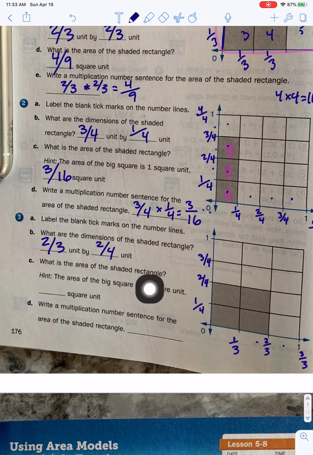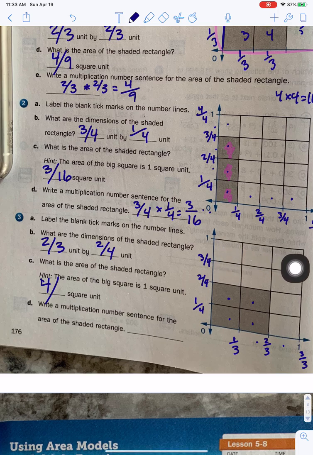What is the area of the shaded rectangle? Hint, the area of the big square is 1. So we're going to be counting how many squares are in here. So it's 1, 2, 3, 4. So our answer is 4 out of how many total squares we have.